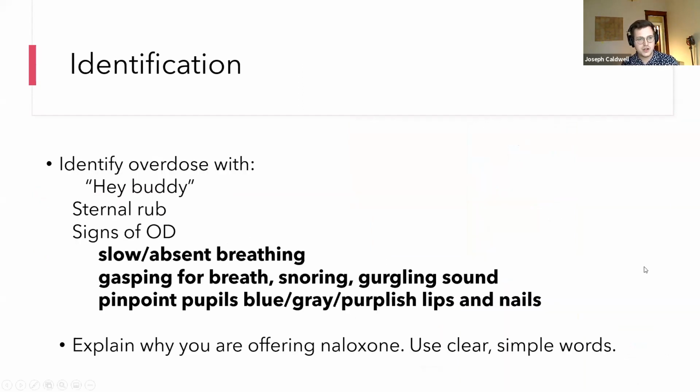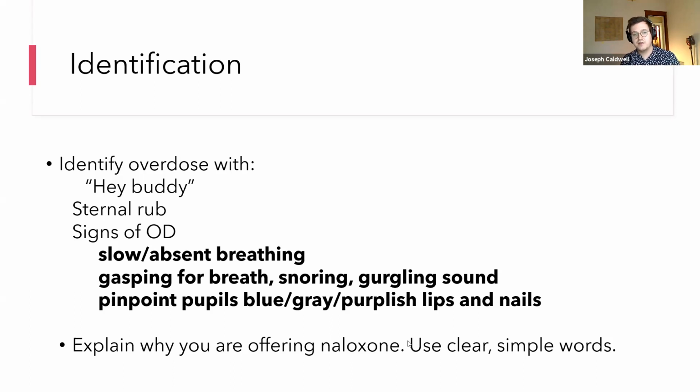So identification, simply, right? It seems kind of crazy to have to practice this out, but what you really want to do is have that sort of verbal stimulus with an individual first. You're not going to be running up to somebody who's sleeping on the street or in your house and just assume that they're overdosing. You're going to try to engage them verbally. You're going to do maybe the sternal rub, trying to shake them awake a little bit.